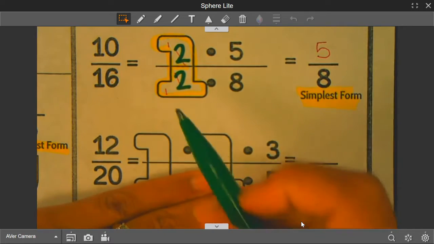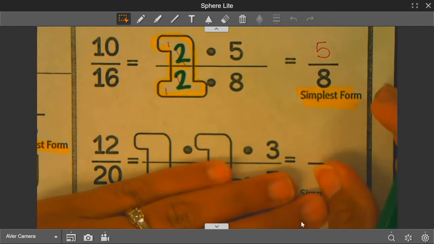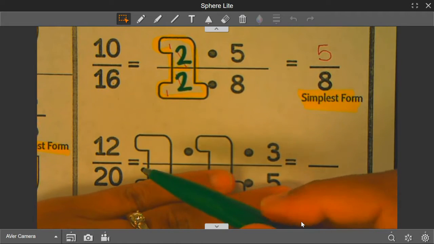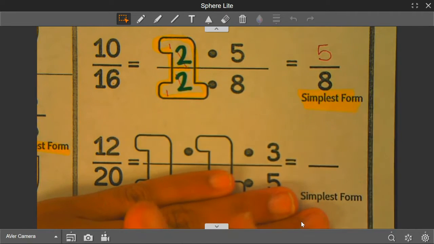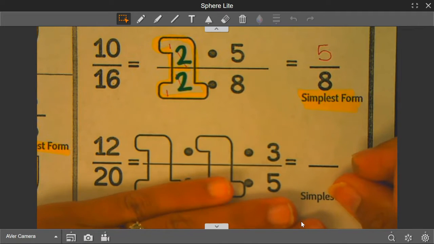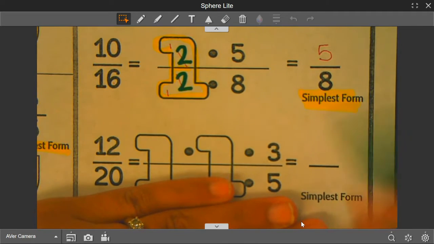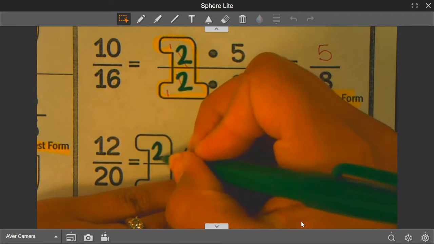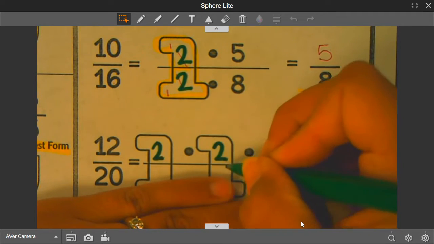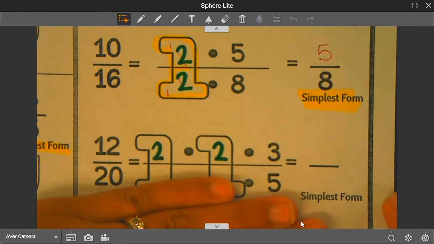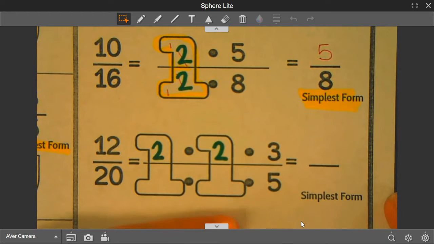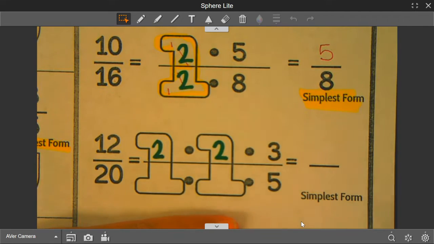All right, the factors of 12. Some of you might be saying 4 times 3, but let's break down 4 even more. 4 is a composite number. Let's break it down even more. So if I break down 4 more, it's 2 times 2. So that's 4, and then times 3. That would give me the 12. Okay, good. Now let's write out the factors for 20.